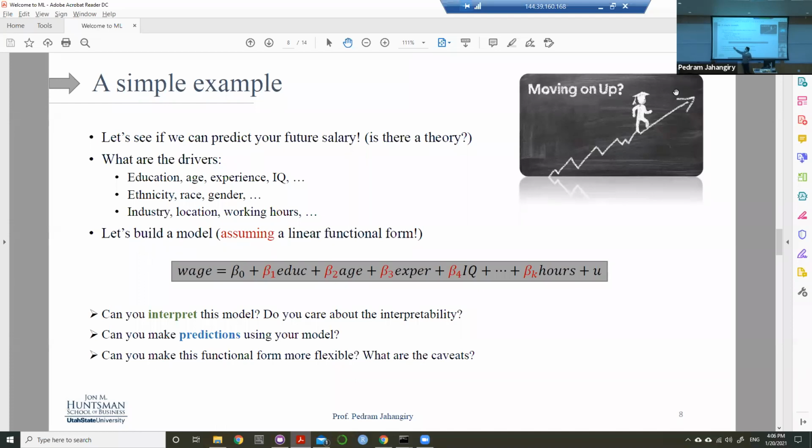But going back to the first question, do you care about interpretability? Yes. So that's why in econometrics, we're going to work with simple models, simple linear models. We're not going to make that model as flexible as possible because we do care. If I make my model flexible, I will lose interpretability. And this is something that I care a lot about in econometrics.